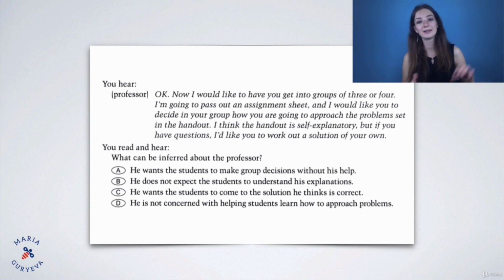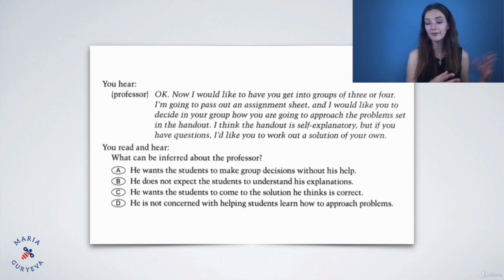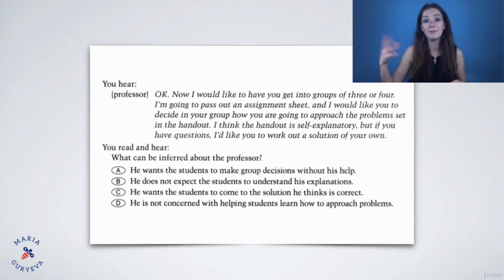And now we have a question. It's a different question. It's not about why did the professor say something. It's just a question where we need to infer something about the professor. We have to make a conclusion after listening to what he said. So the answer choices are: he wants the students to make group decisions without his help. He does not expect the students to understand his explanation. He wants the students to come to the solution he thinks is correct. He's not concerned with helping students learn how to approach problems.